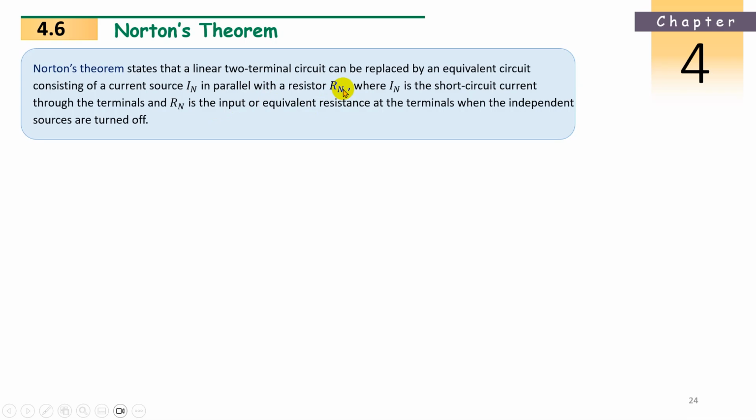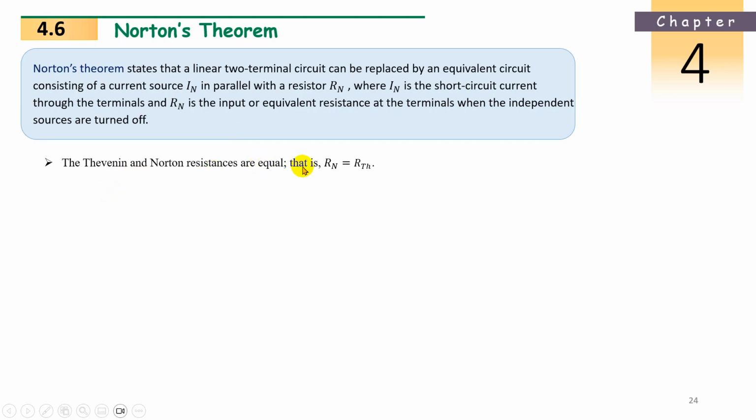Based on source transformation, R Thevenin and RN are the same, because it's the same thing. Only the voltage source changes to a current source. But the method is the same: just as the Thevenin voltage is calculated, Norton's current is also calculated with the same rules. We'll see those rules now.